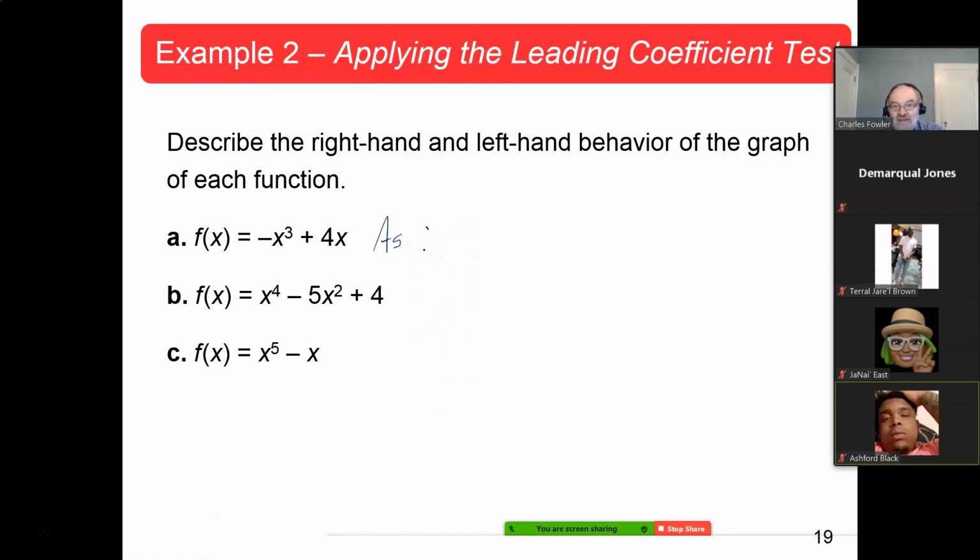As x goes to blank, f of x goes to blank.